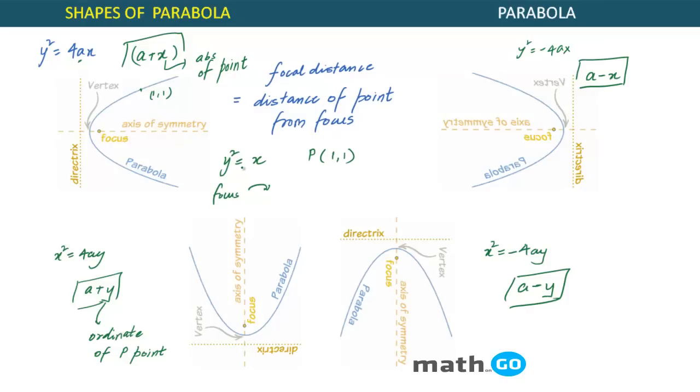So for focus, this is, let's say, 4a. 4a का role कौन play कर रहा है? 1. So that means a is 1 by 4. So that implies the focus is nothing but 1 by 4 comma 0, a comma 0, right? So the distance of this particular point from the focus would be given by a plus x. What is the value of a? 1 by 4. Just add the abscissa of the point. So the answer is nothing but 5 by 4.